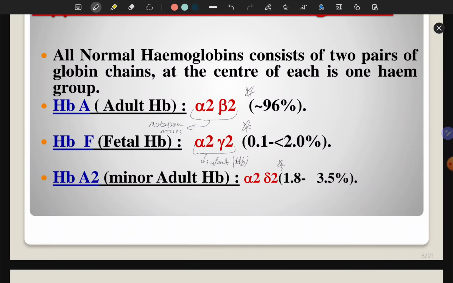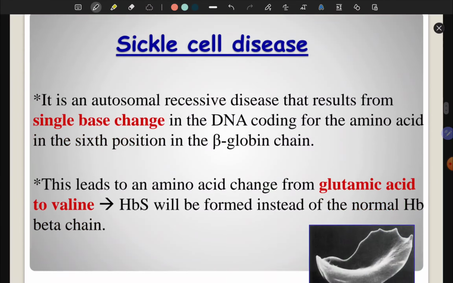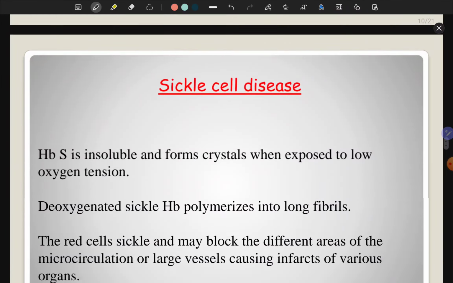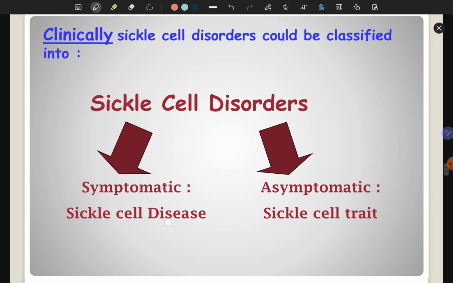Is that a clear point? Not sickle cell at 2 months or 3 months. This is difficult. Okay, what's the presentation and what are the complications?